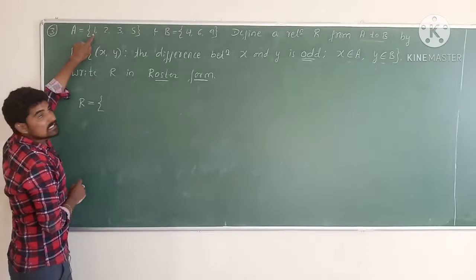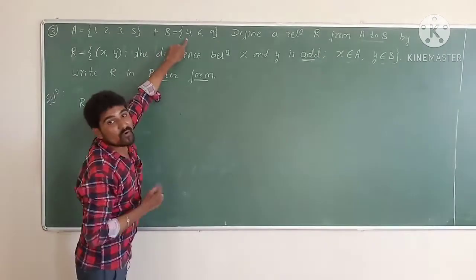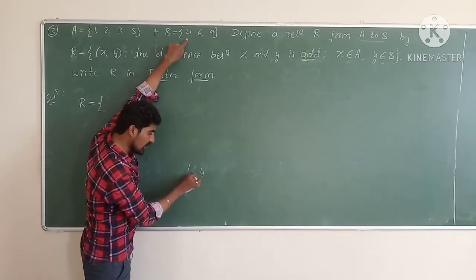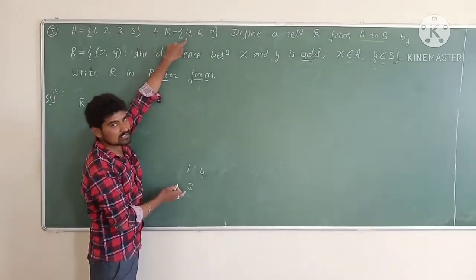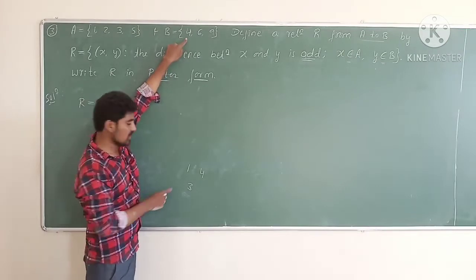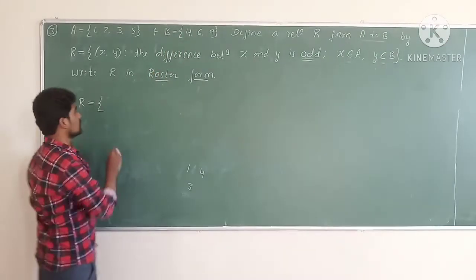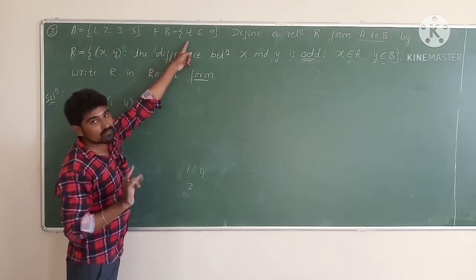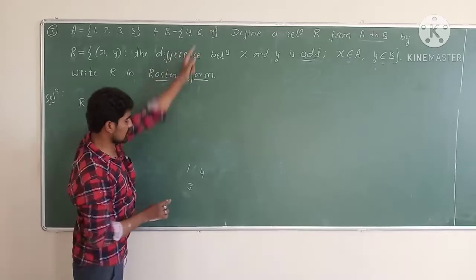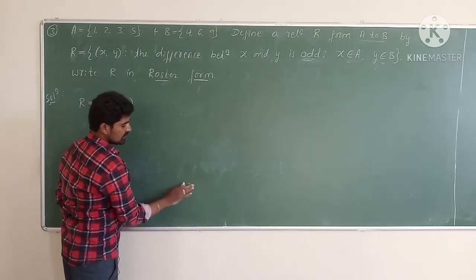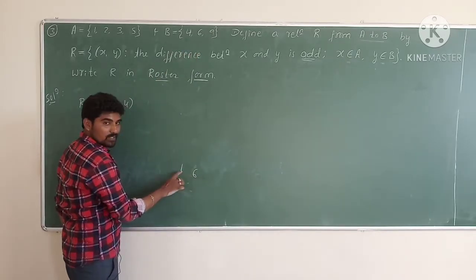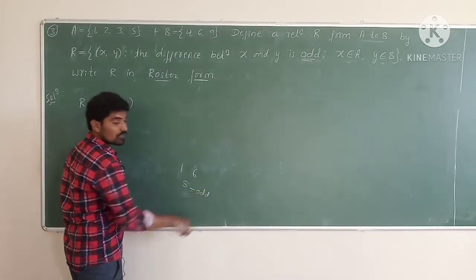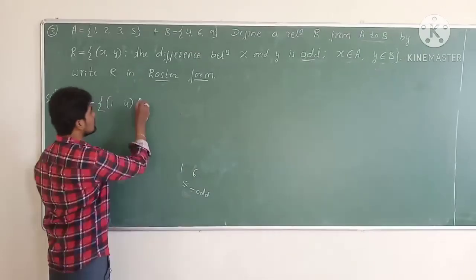1 is related with 4 or not. We just check the difference between 1 and 4 is 3. 3 is an odd number, therefore 1 is related with 4. Then 1 and 6. The difference between 1 and 6 is 5. 5 is an odd number, and then 1 is related with 6.